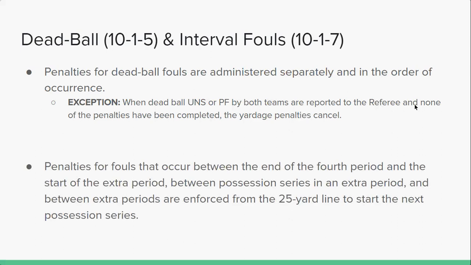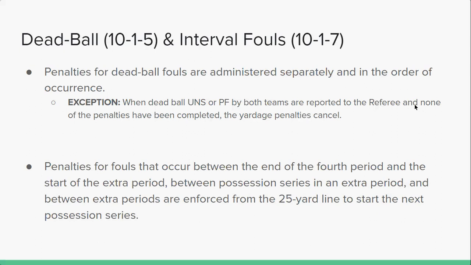Note that an interval foul is a penalty that occurs between the end of the 4th period and the start of an extra period, between possession series in an extra period, or between the end of an extra period and the start of the next extra period. In that case, we would enforce all those penalties from the 25-yard line to start the next possession series. I think that's pretty straightforward.